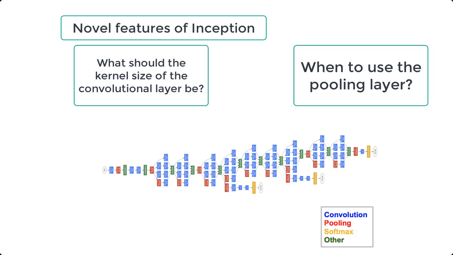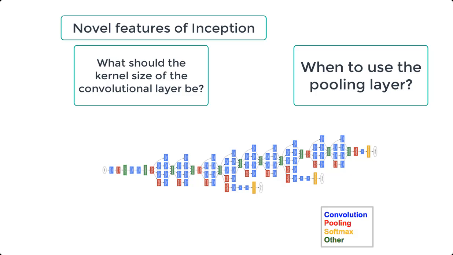Now let's look at the novel features of Inception. When you are designing your network, there are some architectural decisions that you need to make for each layer. Decisions like what should the kernel size of the convolution layer be? We have seen in the earlier architectures, the kernel size varies between 1 by 1, 3 by 3, 5 by 5, and in some cases 11 by 11, like in AlexNet.